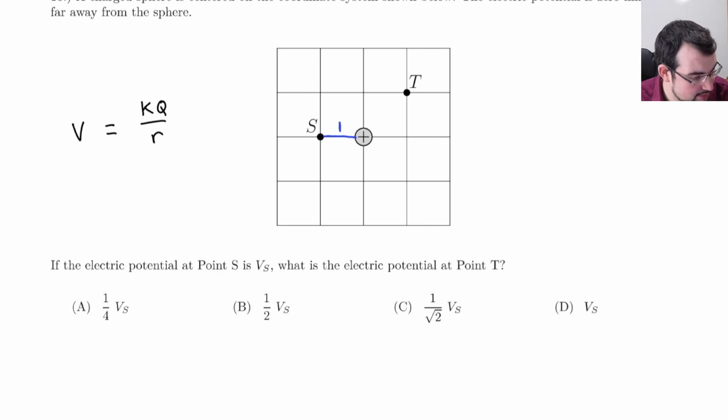And what about T? T would be one grid unit this way and one grid unit this way. So the hypotenuse, using the Pythagorean theorem, would be square root 2. Instead of dividing by 1, we are dividing by square root 2, making that C. This is a single step, so I would call that a level 1.